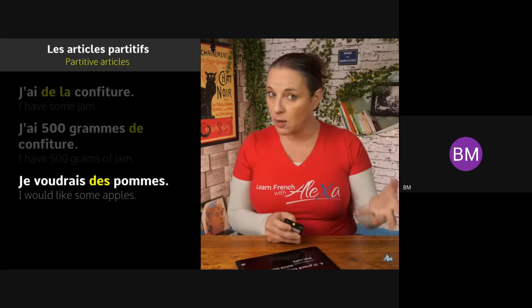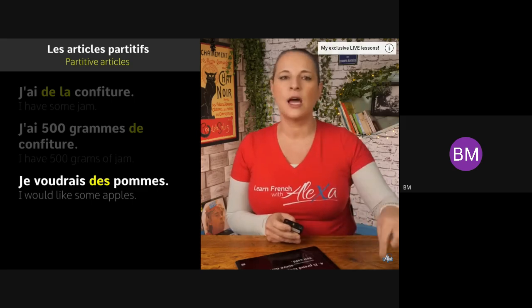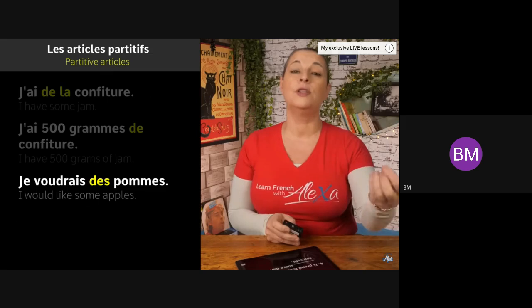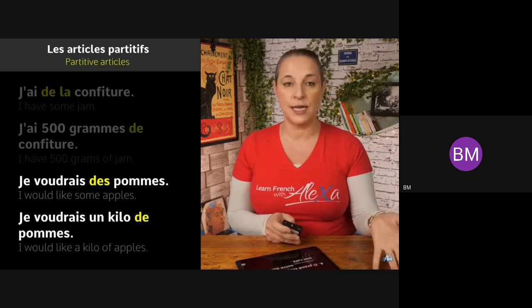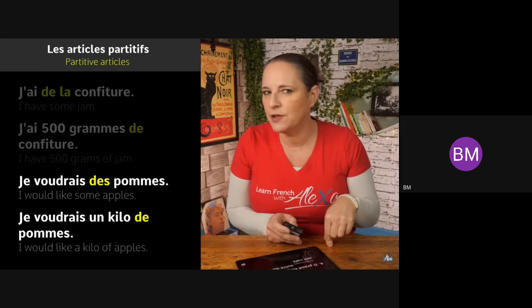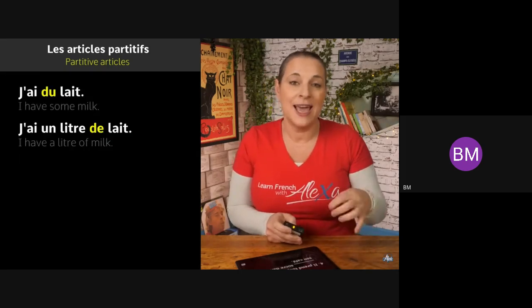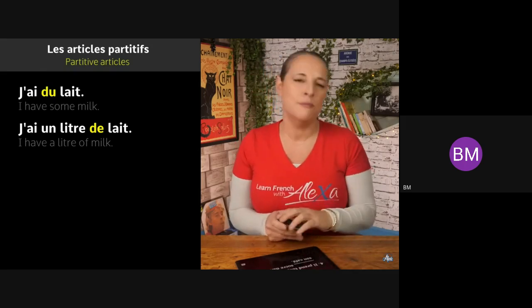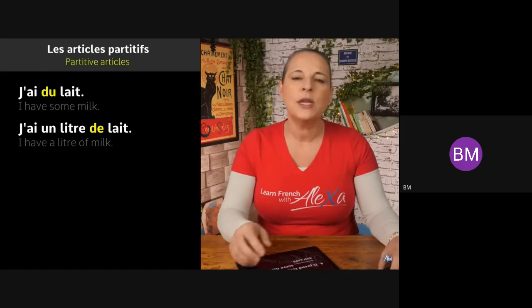Je voudrais des pommes. I would like some apples. But you want to say, I would like a kilo of apples. Then des becomes de. Je voudrais un kilo de pommes. See what we've done? J'ai du lait. I have some milk. J'ai 1 litre de lait. I have a liter of milk. Okay, so we know this.